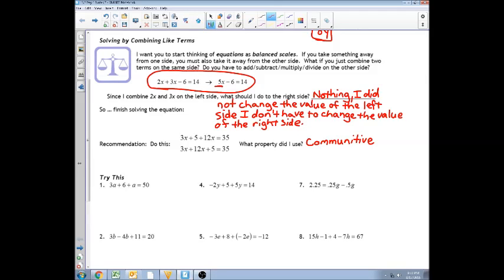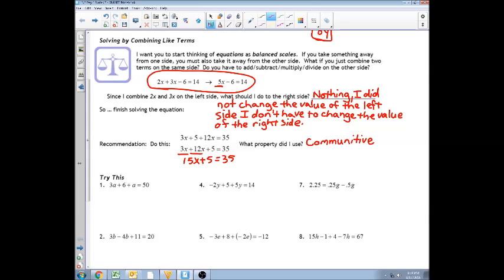Okay, so now let's go ahead and finish this problem. Well, I start out with a 3x. Is there another x on the left-hand side? There is. It's this positive 12x. Well, 3x plus 12x is 15x. I'm going to keep my plus 5 right now, and equals 35.